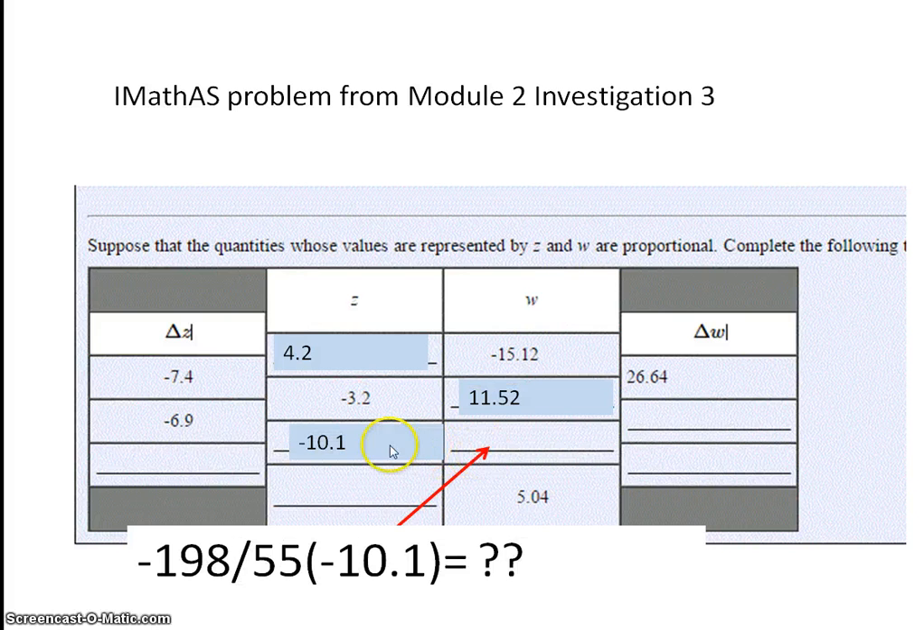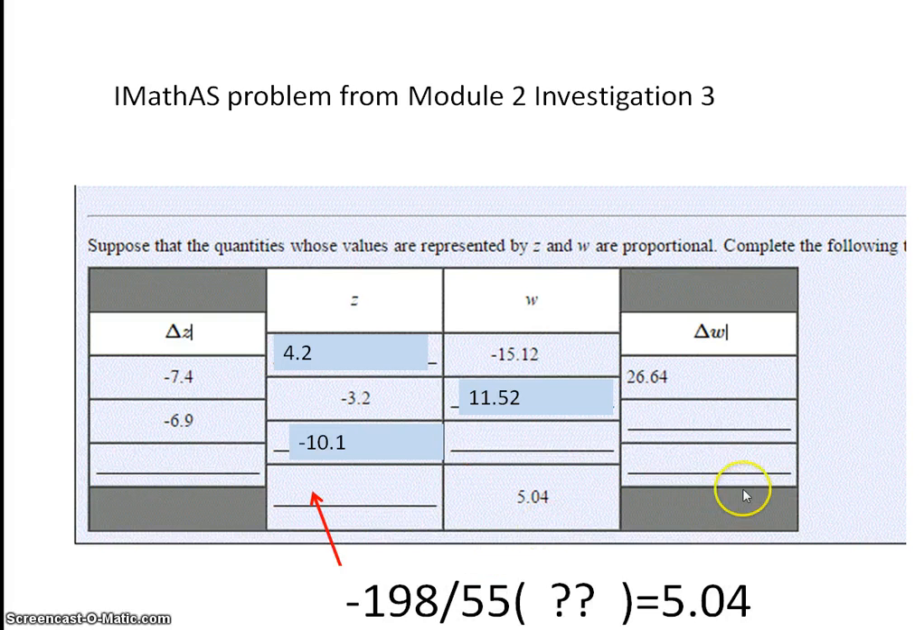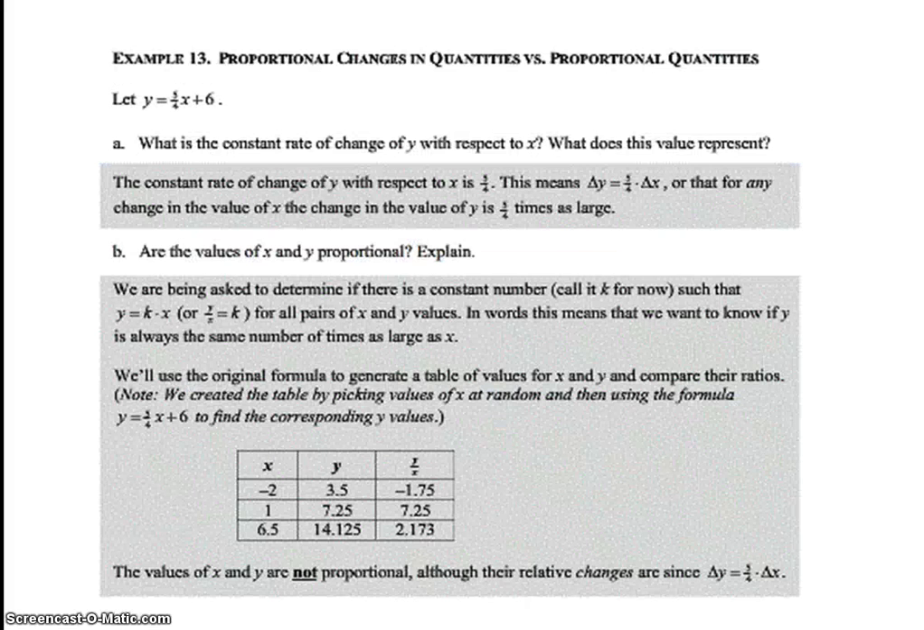We go to that third ordered pair, and I take the proportionality constant times the new value of z to get that third value of w. I'm going to let you fill that in, and then you can take this unknown value of z and solve this equation to get your fourth ordered pair: the proportionality constant times what value of z would give us a value of 5.04. Then I leave the rest of it. You can calculate those changes by just using your definition of change in z and change in w.